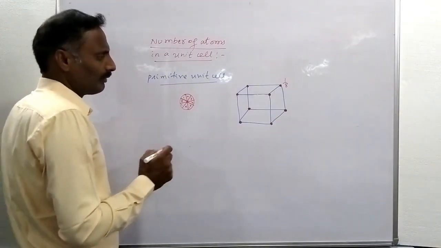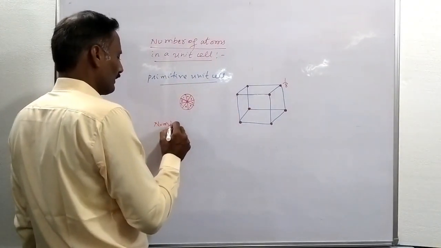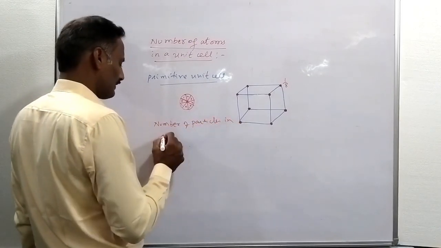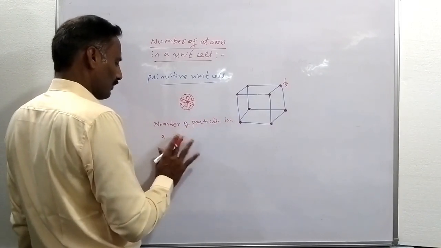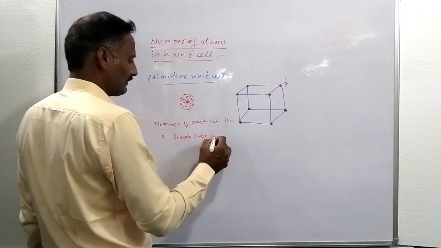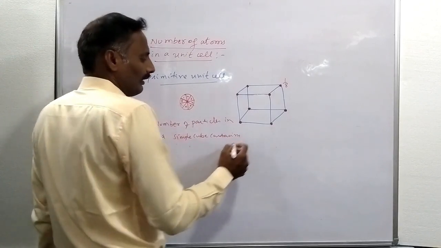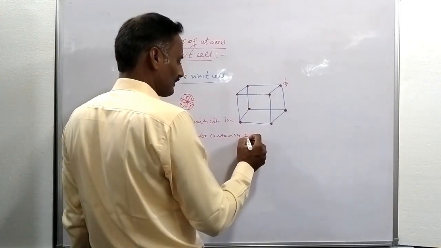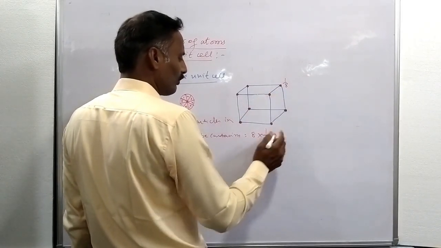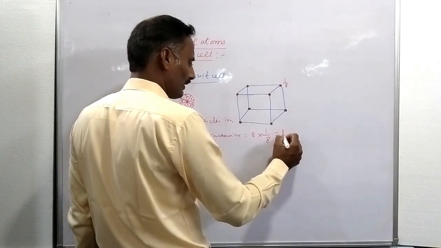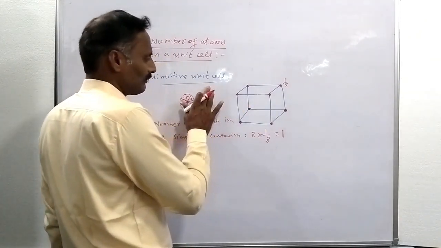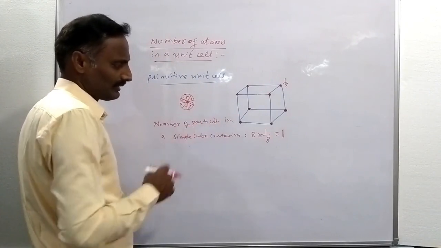That's why the number of particles in a simple cube: how many corners are there? There are 8 corners. 8 into the share of each corner particle, 1/8 particle. 8 times 1/8 equals how many particles? This is one particle. That's why a simple cube, or primitive unit cell, contains only one particle.